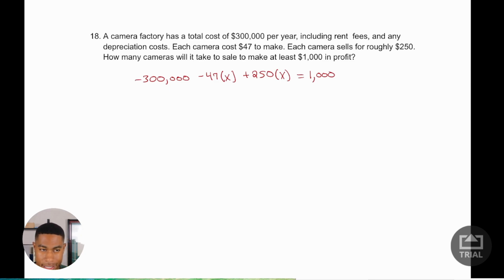It would be zero if you wanted to break even, right? But you're taking into account all your costs. So when you total this up, 250 minus 47 is going to be 203x is equal to 301,000, right? And so x, or the number of cameras that it would take to sell, would be roughly 1,483 cameras. That's where you're going to make that $1,000 in profit. All right.